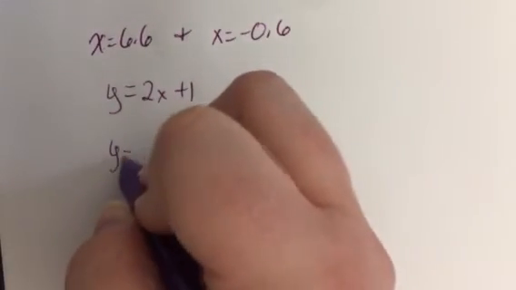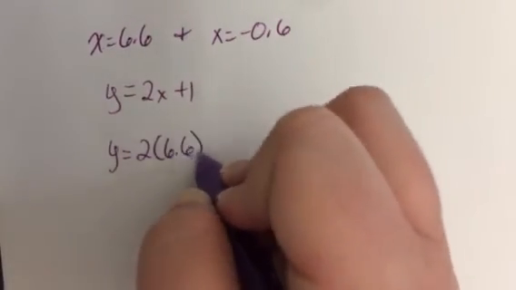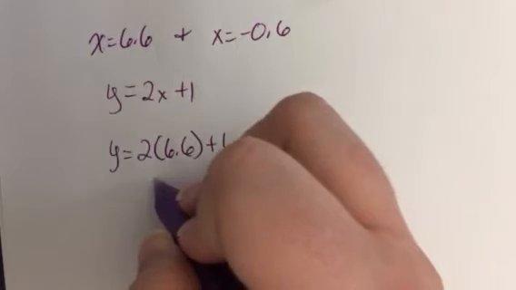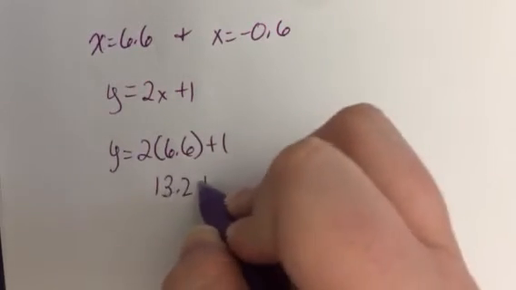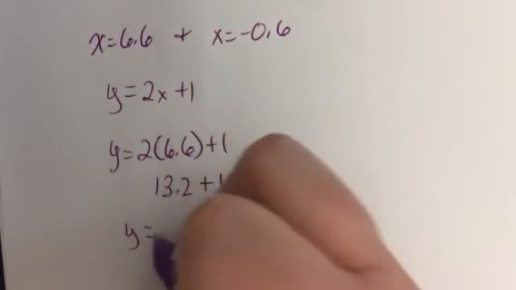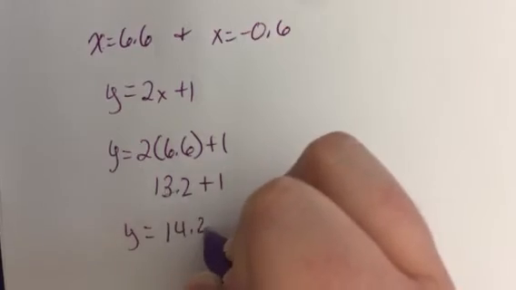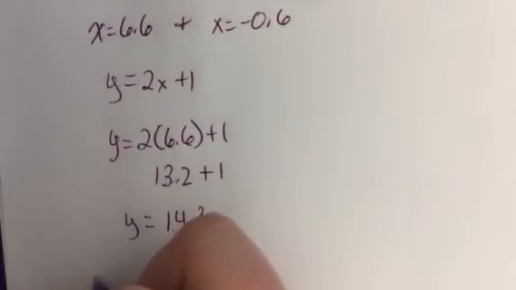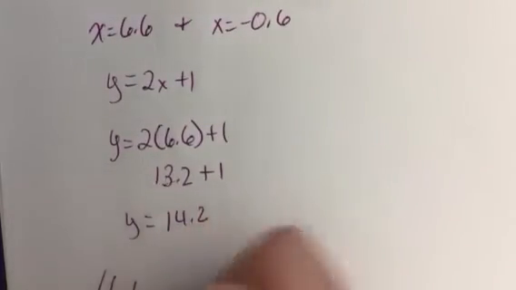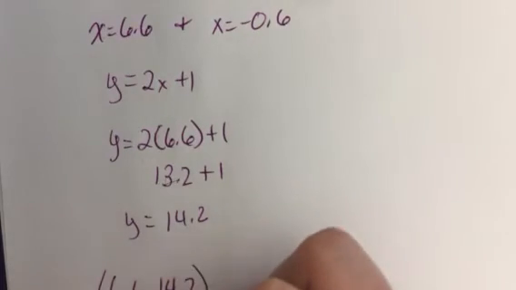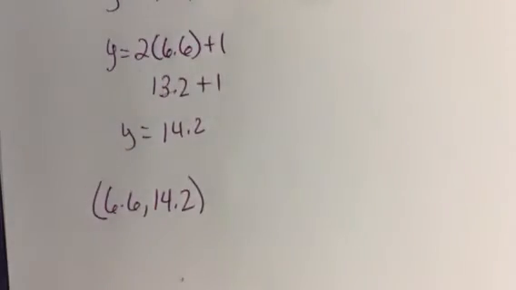All right, so y equals 2 times 6.6 plus 1. 2 times 6.6 is 13.2 plus 1. Y equals 14.2. So one of my intersection points is going to be 6.6 comma 14.2. Oops, there we go. Now you can see that.